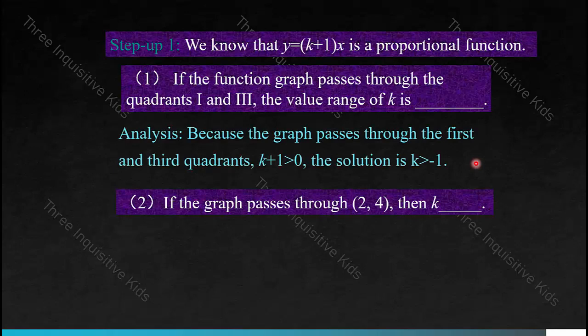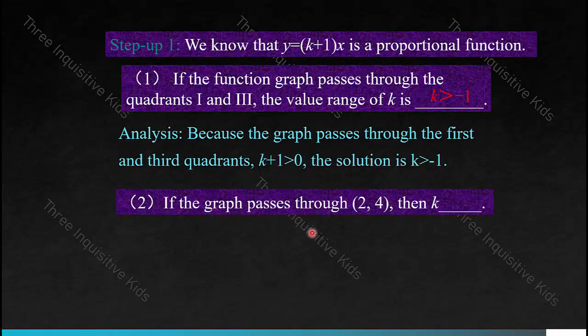All right, so analysis. Because the graph passes through the first and third quadrants, k plus 1 is greater than 0. K plus 1 right here is the coefficient, and the solution is that k is greater than negative 1. So that is the answer to the first question.